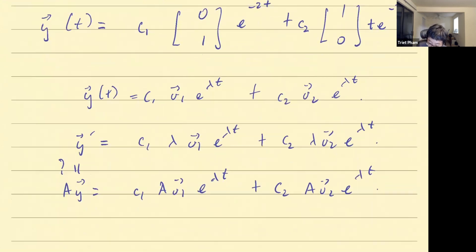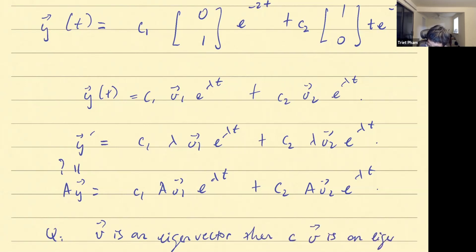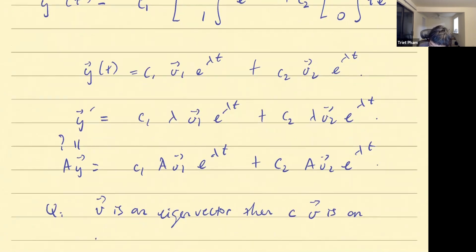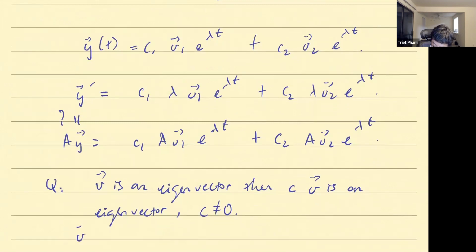So in other words, let me ask a question like this. If V is an eigenvector, then C times V is an eigenvector, where C is non-zero. That's correct, that's obvious, so that's not the question. The question is, if V is a pseudo eigenvector, is CV a pseudo eigenvector?